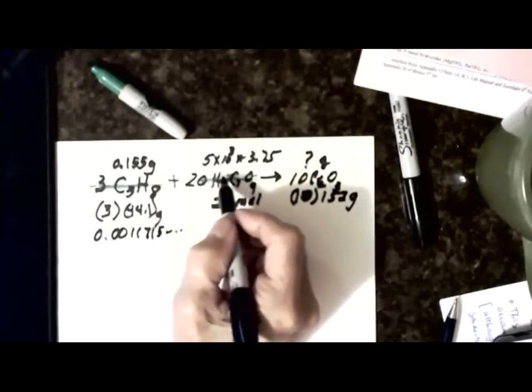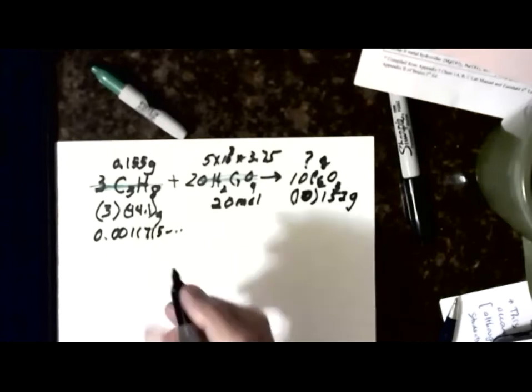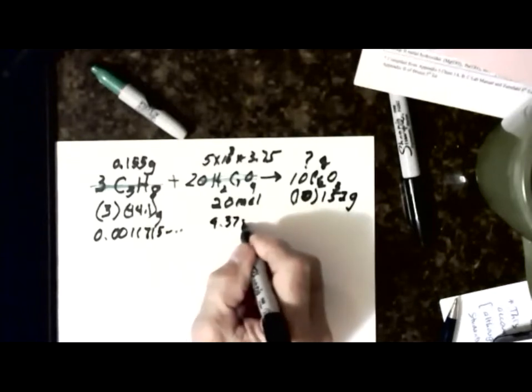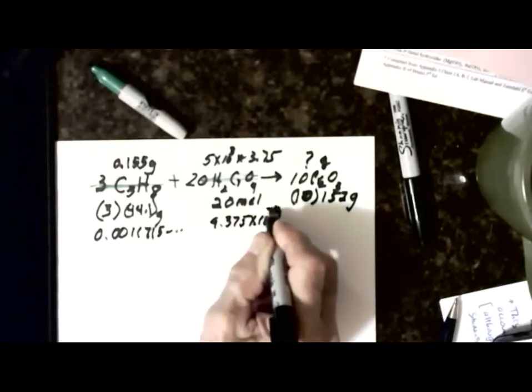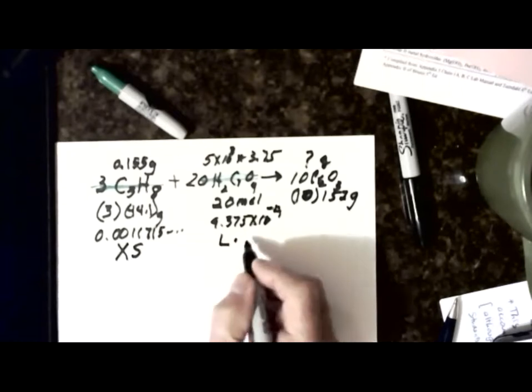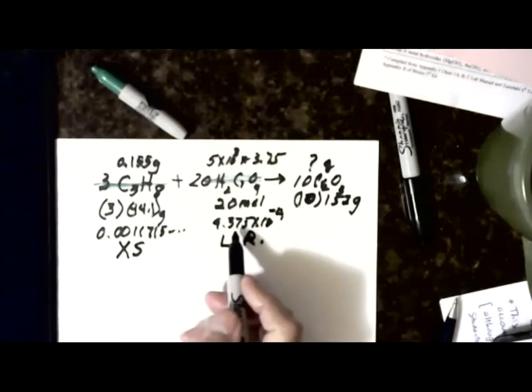Now I'm going to go over and do this rebalancing factor. It's 5 times 10 to the minus 3 times 3.75, and I want to divide that by 20. And if I do this, I get 9.375 times 10 to the minus 4. Now, this is times 10 to the minus 3, so this is going to be the excess reagent, and this one's going to be the limiting reagent, because we picked the one with the smallest rebalancing factor.